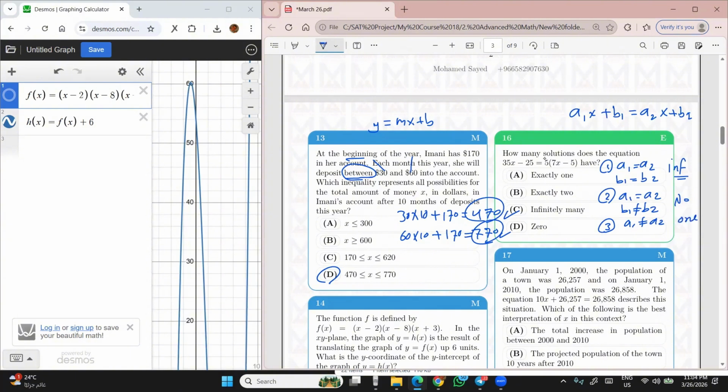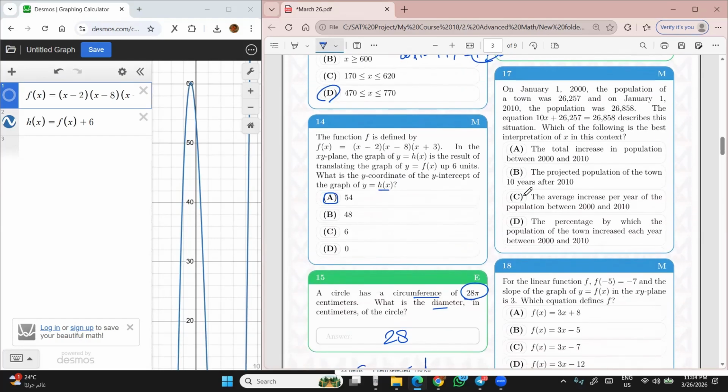So how can we do that? We need to distribute this 5 here. So we can write the first part, 35x minus 25 is equal to, and then distribute this. 5 times 7 is 35x, and then 5 times negative 5 is negative 25. A1 is equal to A2. B1 is equal to B2. So everything is equal, so that's infinitely many solutions, letter C.